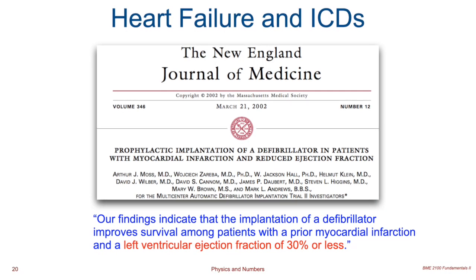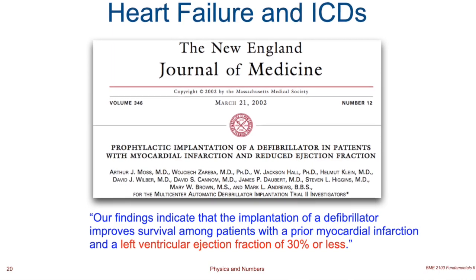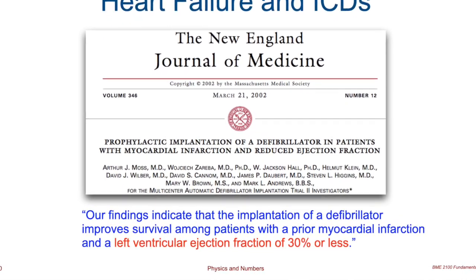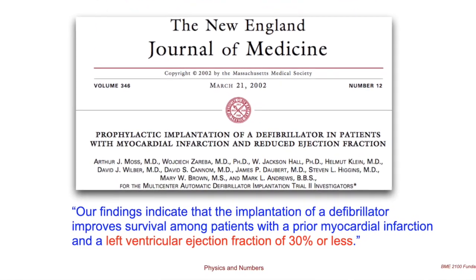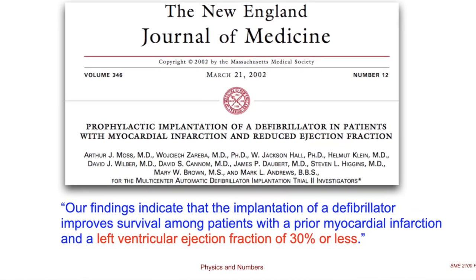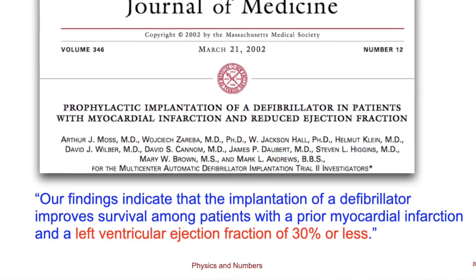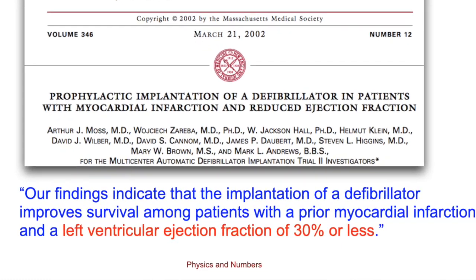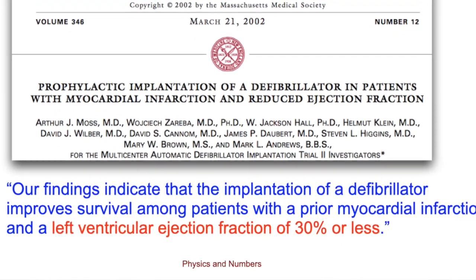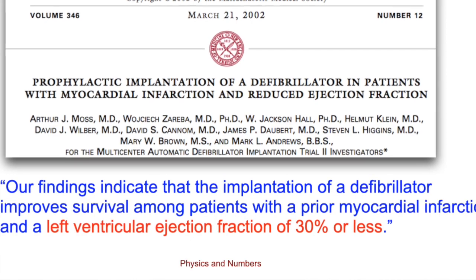And the quote from the paper is, "Our findings indicate that the implantation of a defibrillator improves survival," and that's an important clinical outcome metric, probably the most important one, "improves survival among patients with a myocardial infarction and a left ventricular ejection fraction of 30% or less." Okay, what does that mean? So these were patients who had a heart attack, and that's probably why their heart was failing.